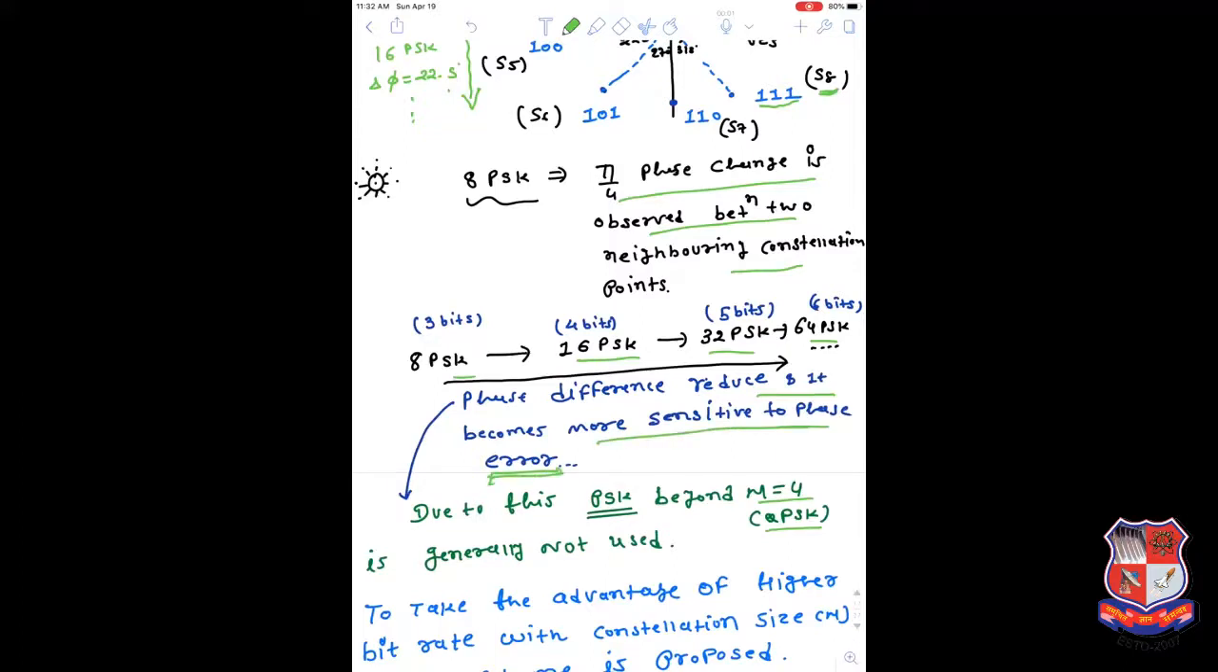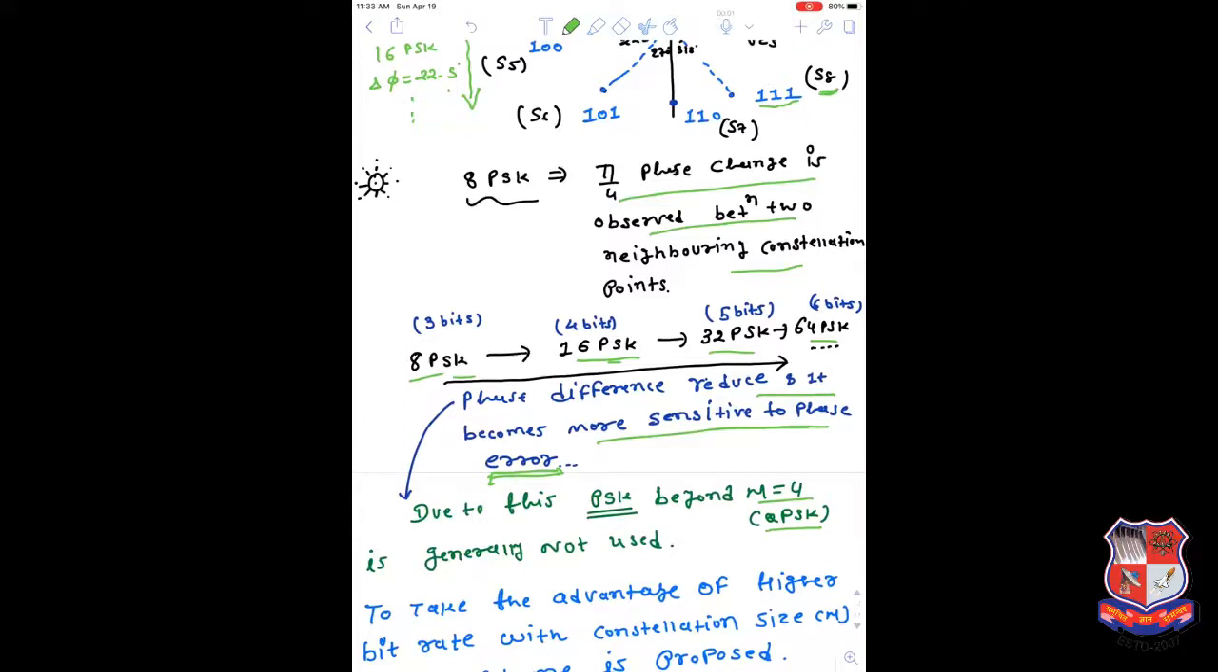So looking at that, the PSK schemes beyond QPSK, like 8 PSK and 16 PSK, are not used much in communication, or they are not as popular as the QPSK scheme. But if you are not using schemes like 8 PSK, 16 PSK and so forth, then the problem is how we can increase the bit rate further, beyond QPSK.